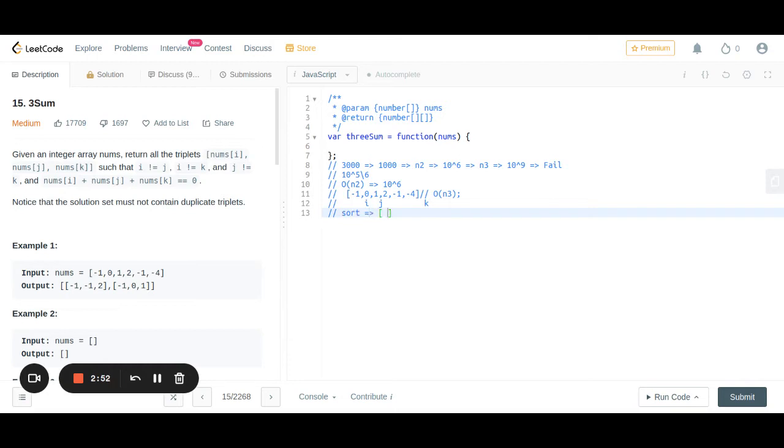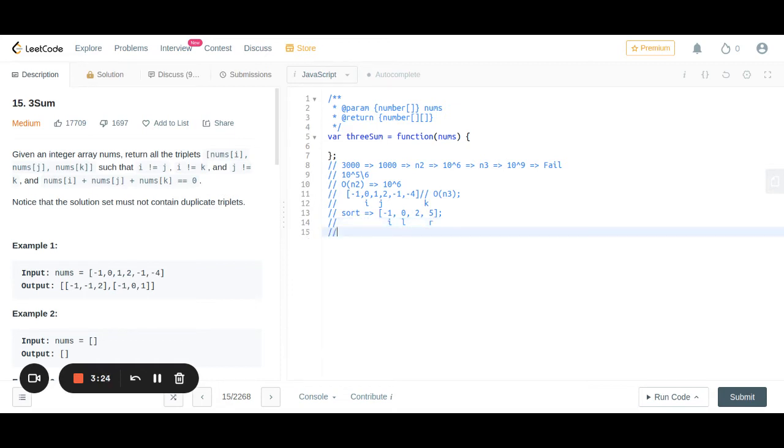Now the numbers are sorted, like -1, 0, 2, 5. Now what can we do? We can use two pointers. First there is going to be a loop with an i pointer, and then we can keep two pointers. One is at i plus one, and the other is the last pointer at the rightmost. So this is going to be a window.